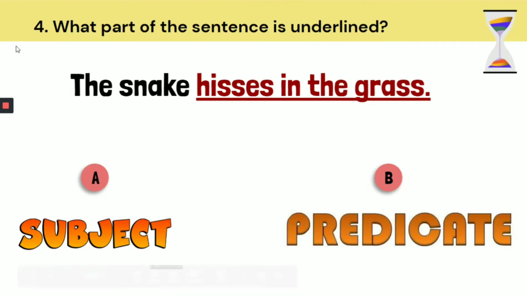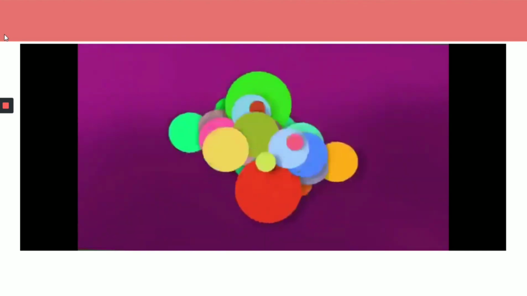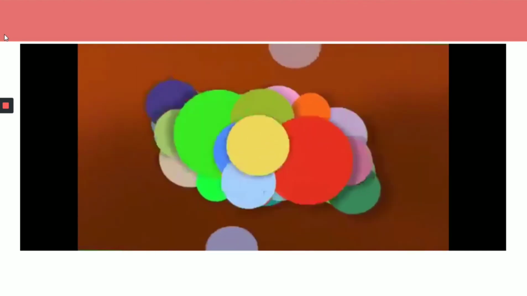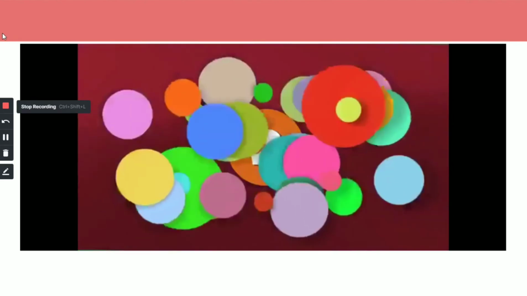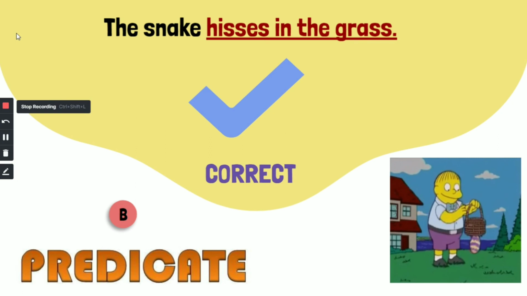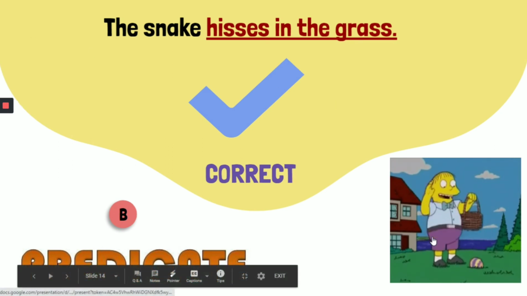What part of the sentence is underlined? The snake hisses in the ground. Is it letter A, subject, letter B, predicate? Timer starts now. Alright, time's up. The correct answer is letter B, predicate. Hisses in the grass is the complete predicate in the sentence. You got your fourth golden egg. Go to question number 5.